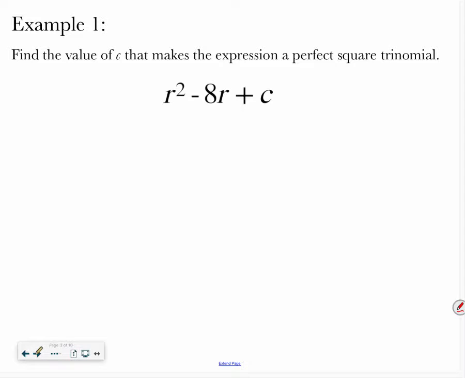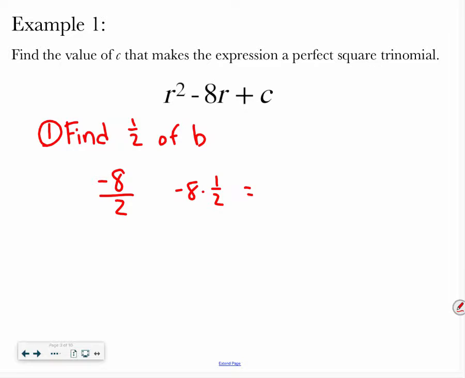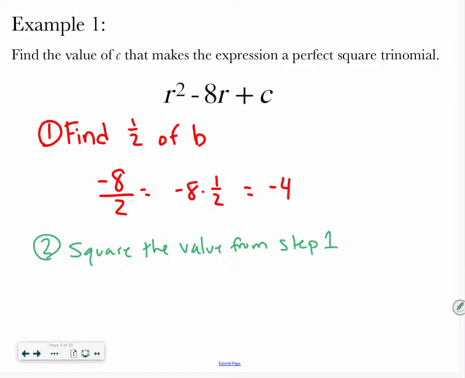So if I give you r squared minus 8r plus c, and I want to know what value of c makes that expression a perfect square, your first step is to find 1/2 of your b value. In this instance, we have negative 8 as our b value, and 1/2 of it, you can either divide by 2, or you can say negative 8 times 1/2. Either way, you end up at negative 4. Then my second step is to square the value from step 1. My value from step 1 was negative 4. So I take my negative 4 and I square it, and I end up at 16.